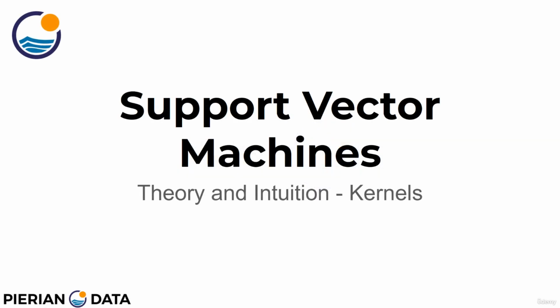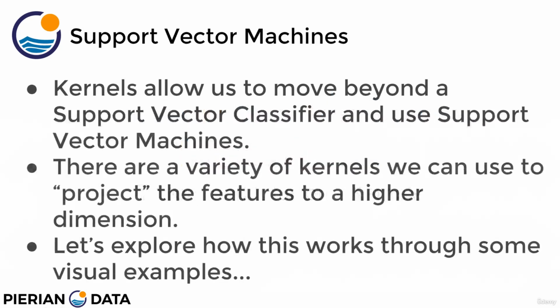Welcome back, everyone, to our continued discussion of the theory and intuition behind support vector machines. In this lecture, we're really just focusing on the intuition behind the use of kernels. Kernels allow us to move beyond a support vector classifier and use support vector machines. All the examples we've seen previously have either been a maximum margin classifier or a support vector classifier that allows the use of soft margins. We haven't actually seen a support vector machine yet.